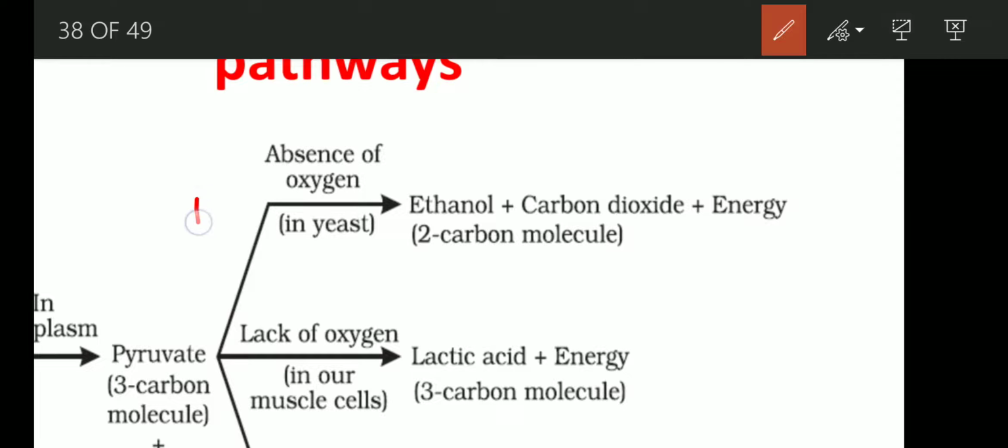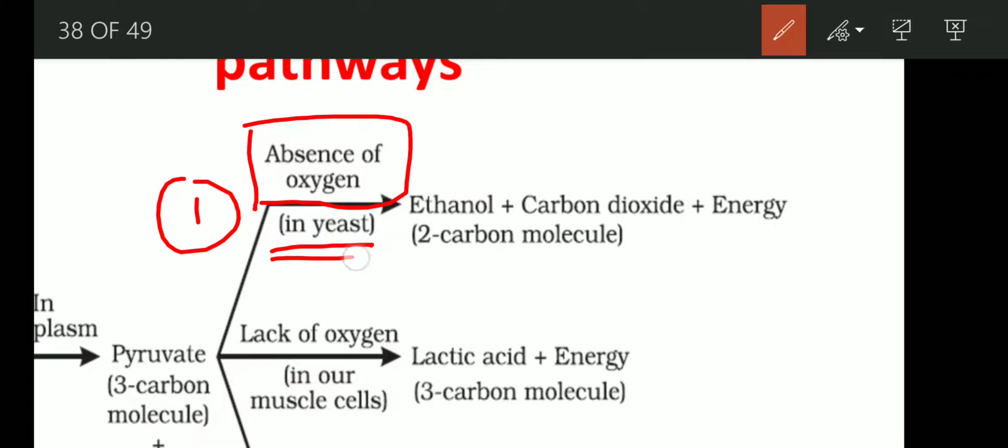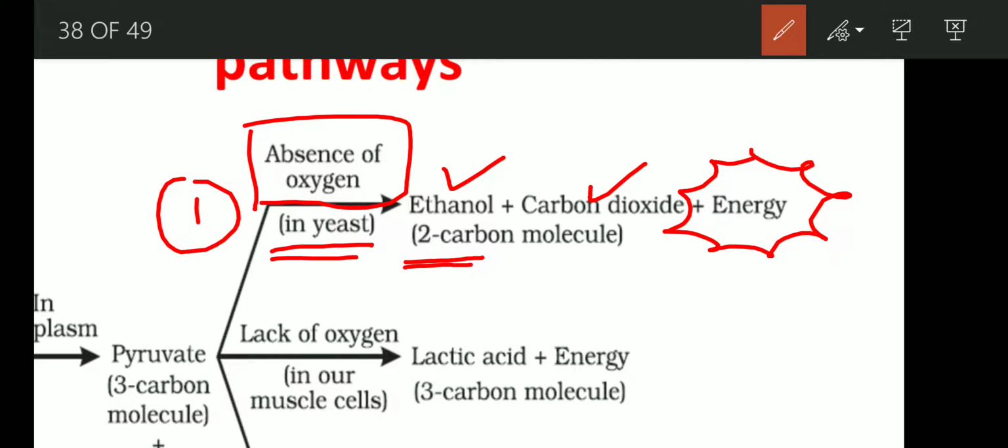Here, this is the first pathway, pyruvate in the absence of oxygen. This type of reaction takes place only in yeast cells. We know yeast is a unicellular fungi. So here pyruvate in the absence of oxygen will change into ethanol, carbon dioxide, plus there will be release of energy. And you have to keep in mind that ethanol is a 2 carbon compound.